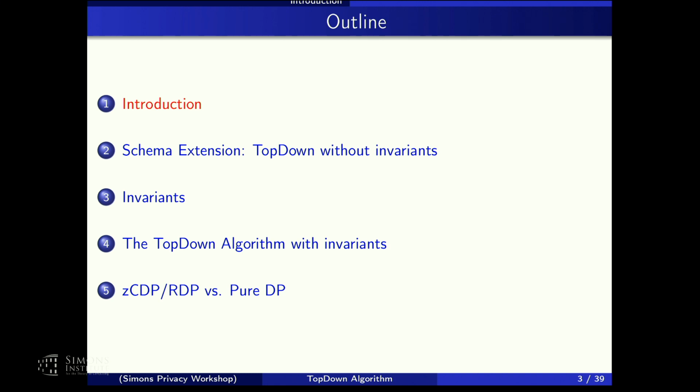They're not official policy of the Census Bureau. So I'll introduce the problem. We'll talk about the two main challenges we have to deal with, which we call schema extension and invariance. I'll discuss the details of the top-down algorithm that was used in the 2018 end-to-end test. And then a long-standing question about which version of differential privacy should be used, so a few slides on that at the end.